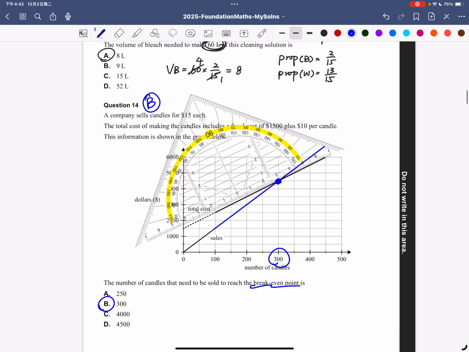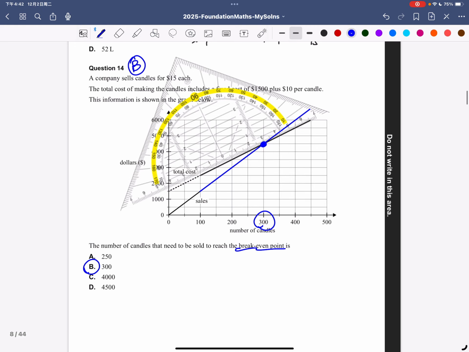300. You can actually do it by algebra. For example, the cost will be 1,500 plus 10 times how many candles you sell equals $15 times how many candles you sell. Eventually, you get 1,500 equals 5n. Therefore, n equals 300. That is another valid algebraic method.